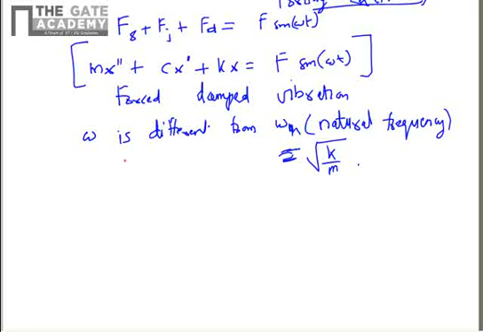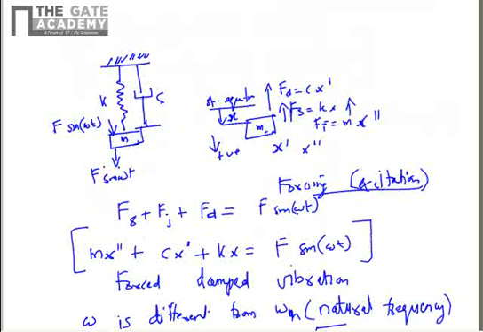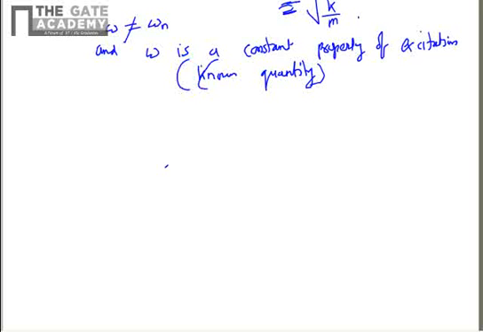And so omega is not equal to omega n, and omega is a constant property of the excitation. So it is a known quantity. It is not an unknown quantity. We are not solving for omega, we are just solving for displacement. So we have a forcing on our system, and we should know at what frequency the forcing is applied to get the solution. So omega is a known quantity.